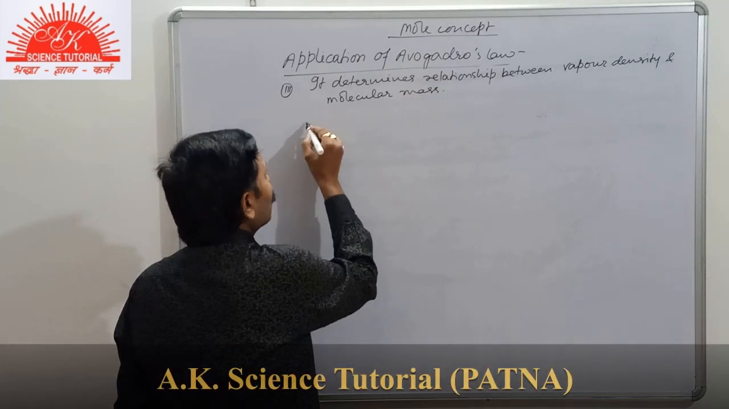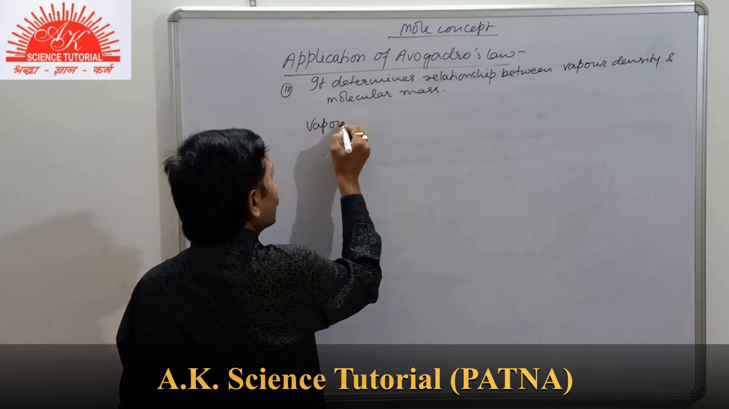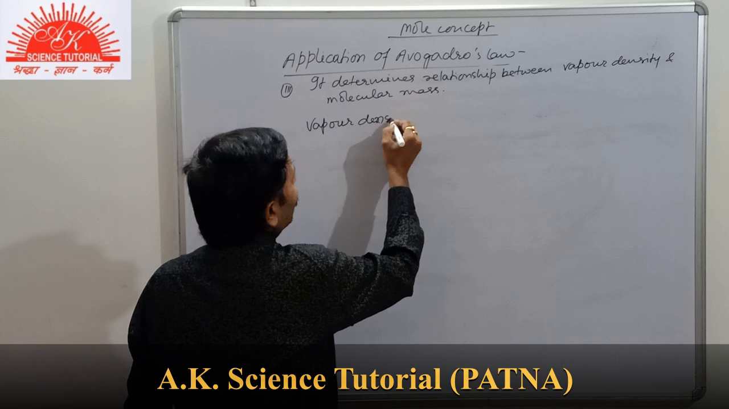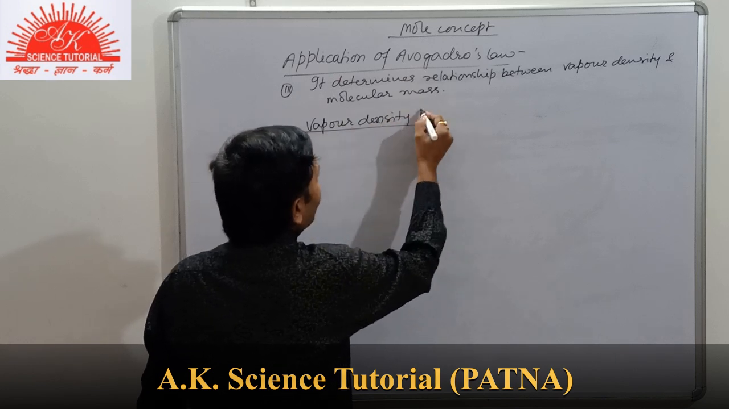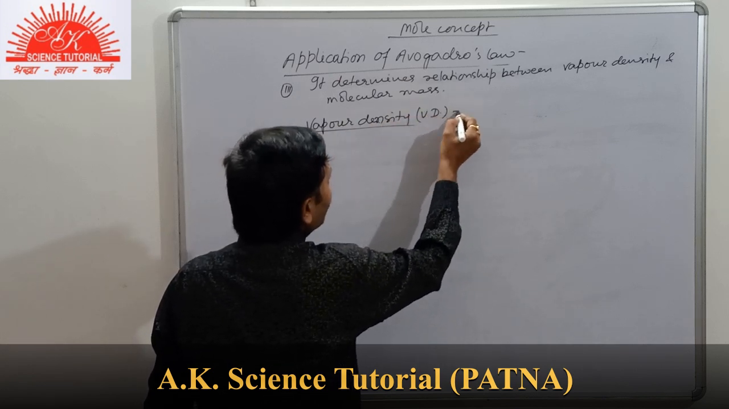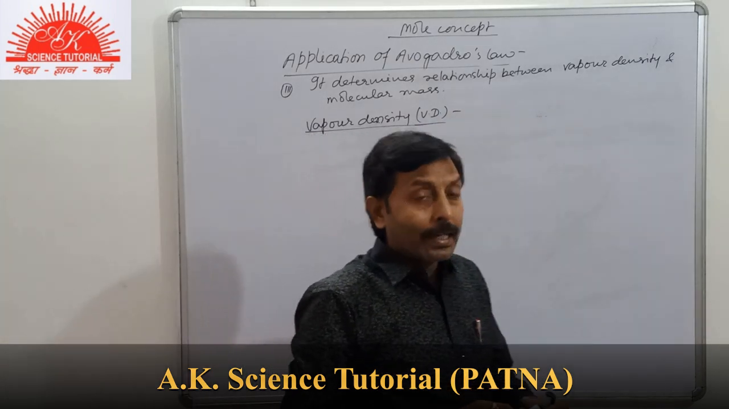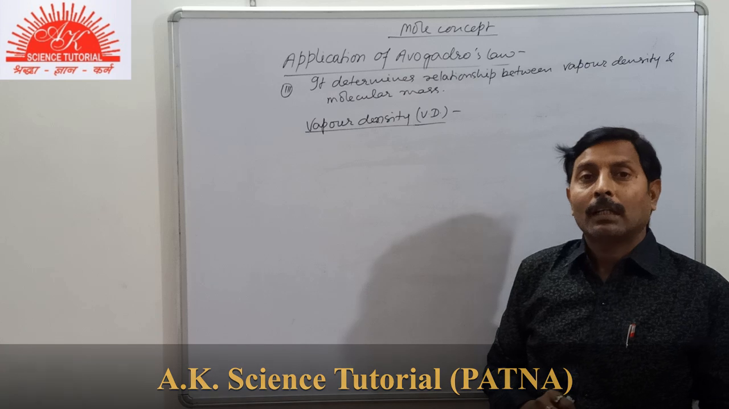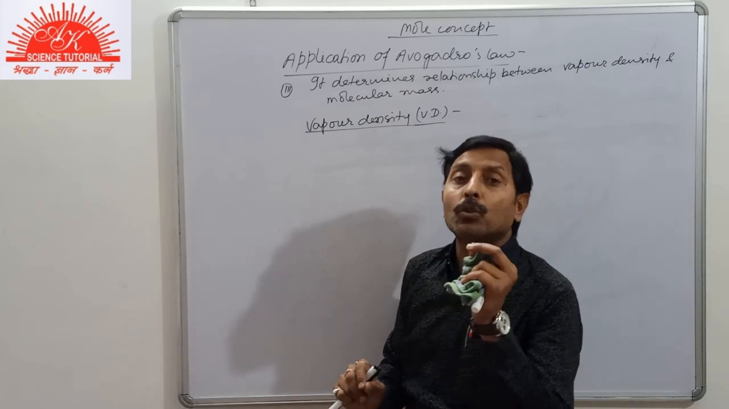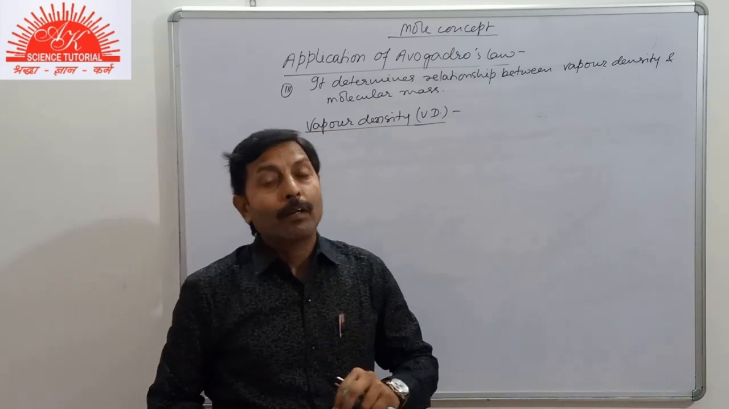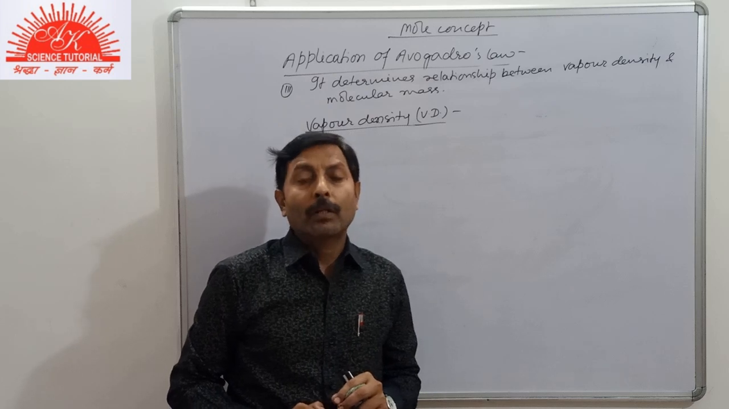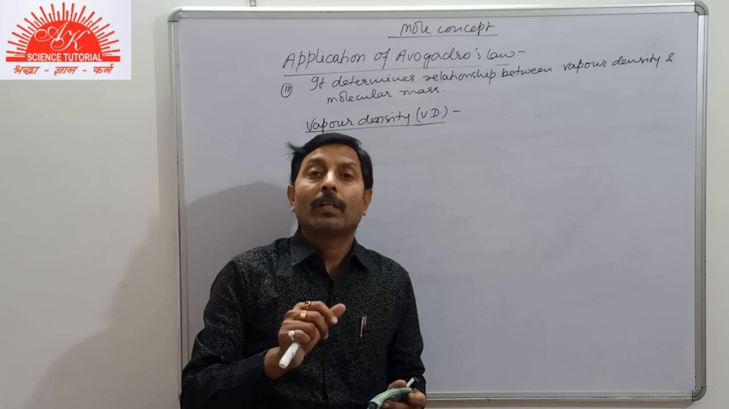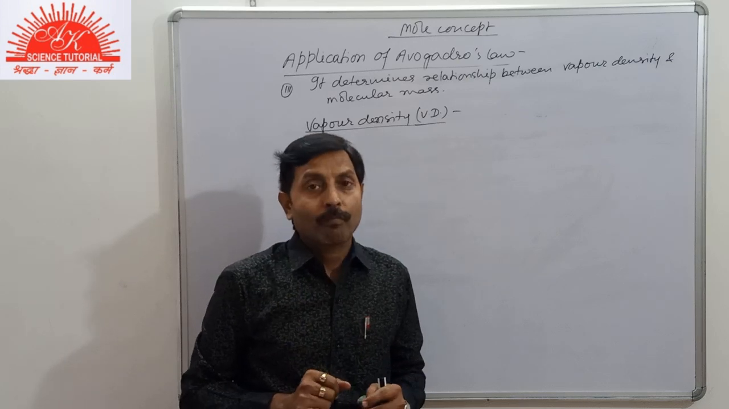Now, the first word from here is vapor density. Vapor density, in short written as VD, is also known as the specific gravity of the gas. As the name suggests, it is used mainly for gas and vapor, because we have studied that in reactions the volume of solids and liquids is taken to be 0.